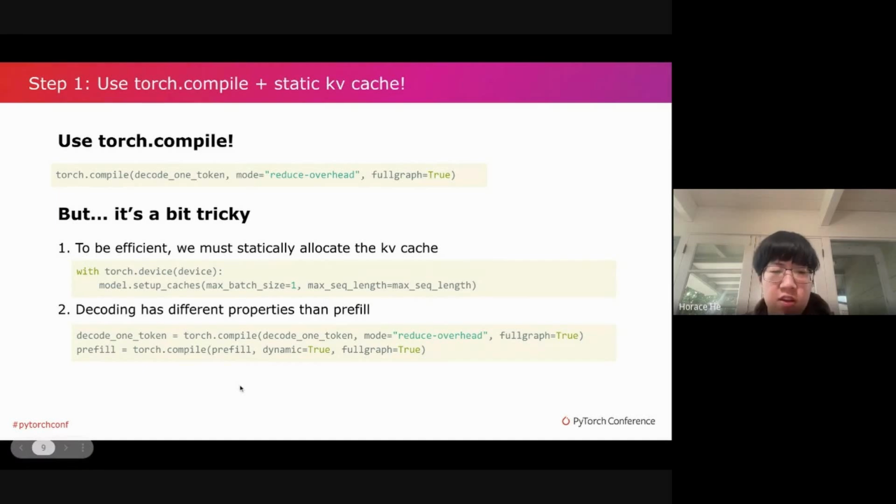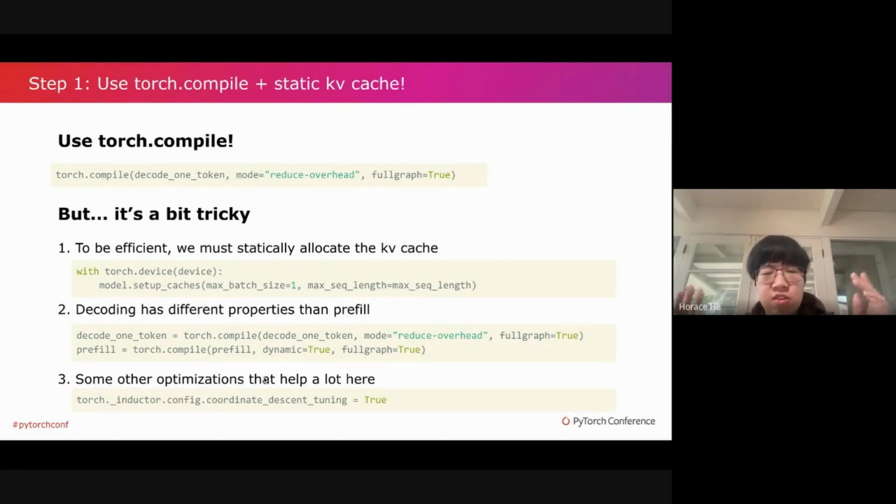while the decode stage is much less computationally expensive. There are also some other miscellaneous torch compile optimizations that end up helping quite a bit here, and particularly this thing called coordinate descent tuning, which does a little bit of search over some of the kernel options.